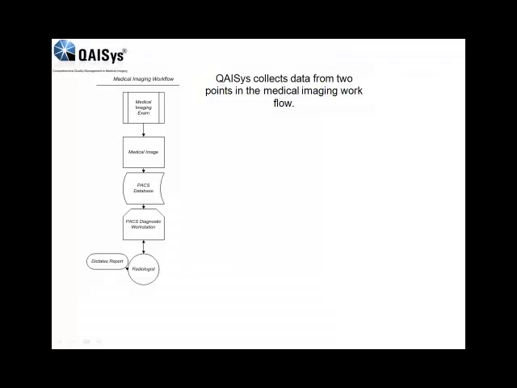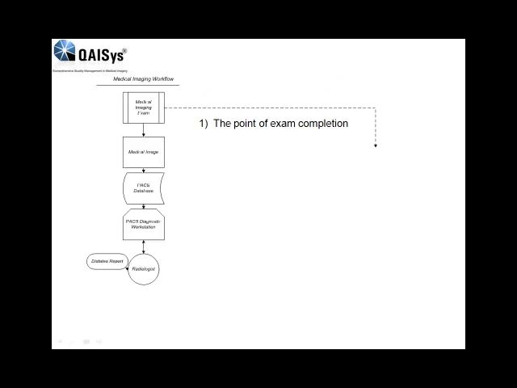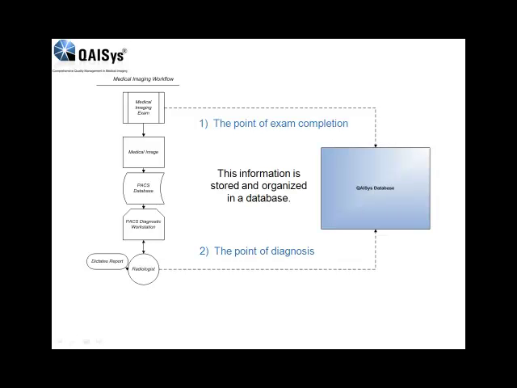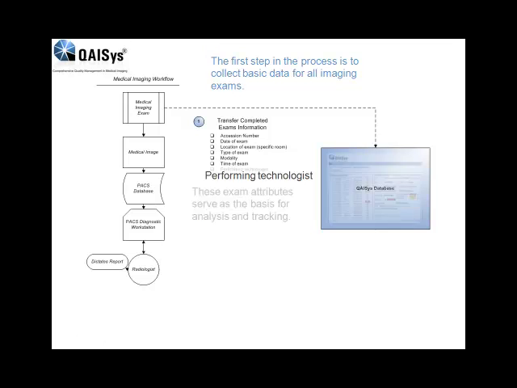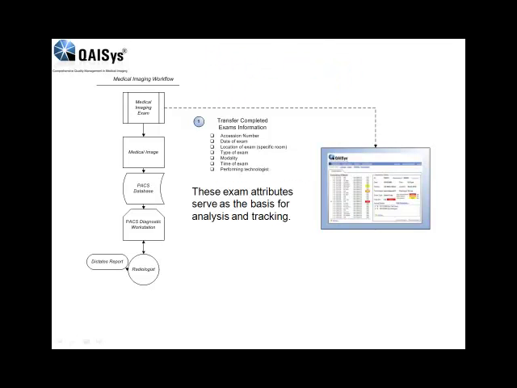QAISys collects data from 2 points in the medical imaging workflow, the point of exam completion and the point of diagnosis. This information is stored and organized in a database. The first step in the process is to collect basic data for all imaging exams, including the exam accession number, the date of the exam, location, the type of exam, the exam modality, the time of the exam, and the performing technologist. These exam attributes serve as the basis for analysis and tracking.